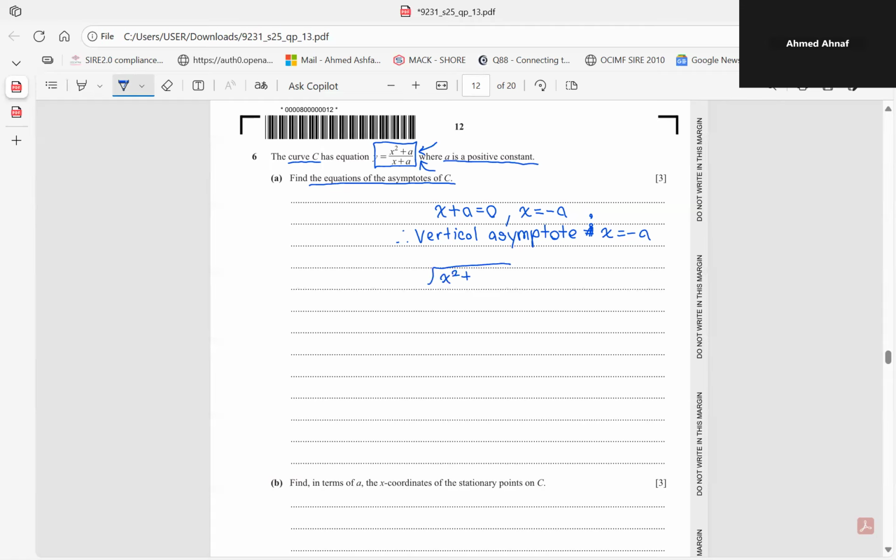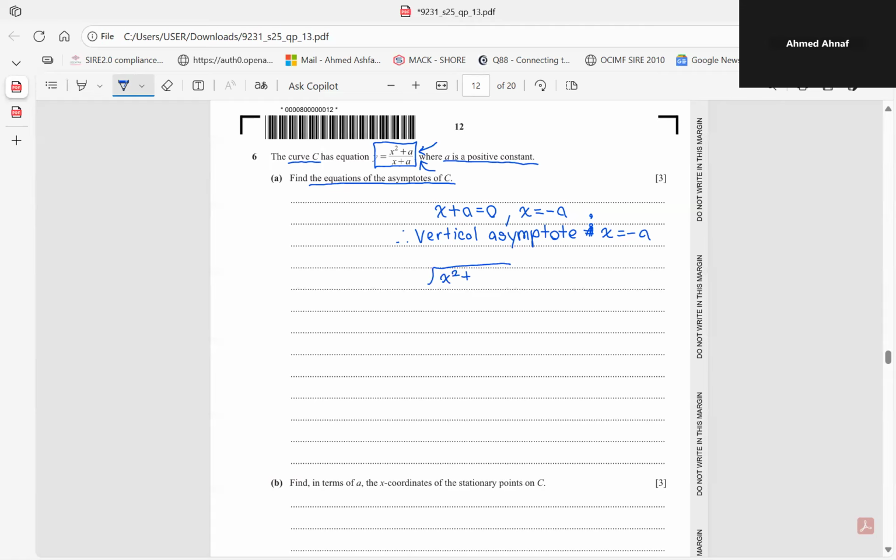So equating this to 0, we get (x + a)² + a over (x + a)² equals 1. Then you'll get (x + a)² equals a² + a. Now we can take the square root on both sides. So you'll get x + a equals the positive square root of a² + a, and you also get x + a equals the negative square root of a² + a.